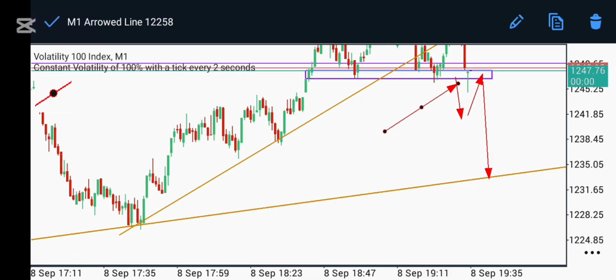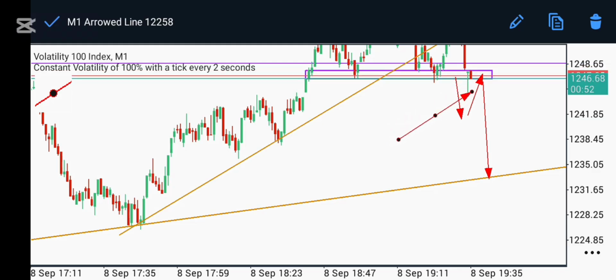It only gave us a wick. I don't like this wick. I'm not going to take any trade until I see a body. The market must close with a body, and this is the 1 minute time frame.